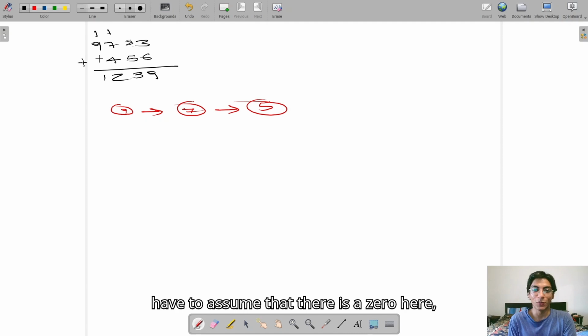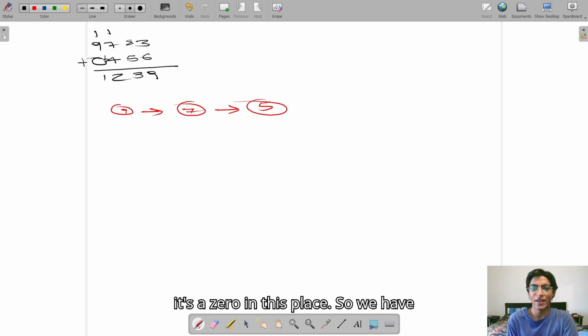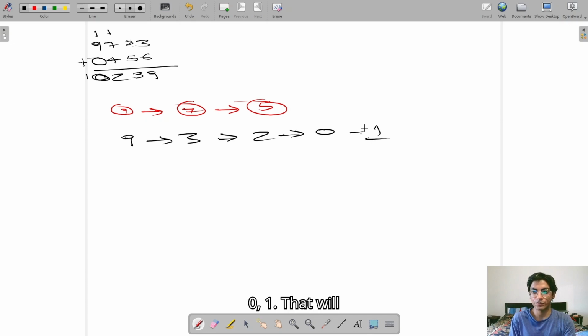Plus, we have to assume that there's a 0 here, right? That is what we do when we try to actually add two numbers. We assume that it's a 0 in this place. So we have ones, tens, hundreds, and thousands place. We assume that there's a 0 in thousands place. So 1 plus 9 is 10 plus 0 is again 10. So 1 and 0. So we return 9, 3, 2, 0, 1. That will be our linked list.